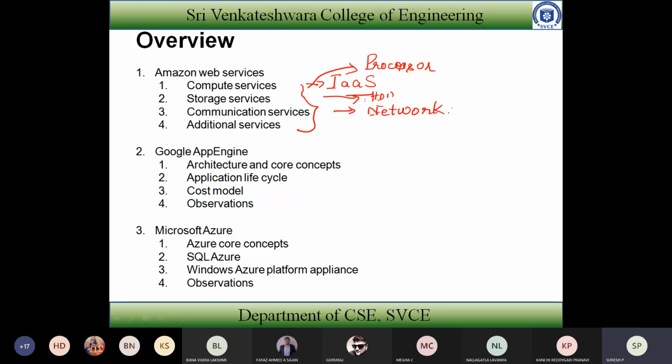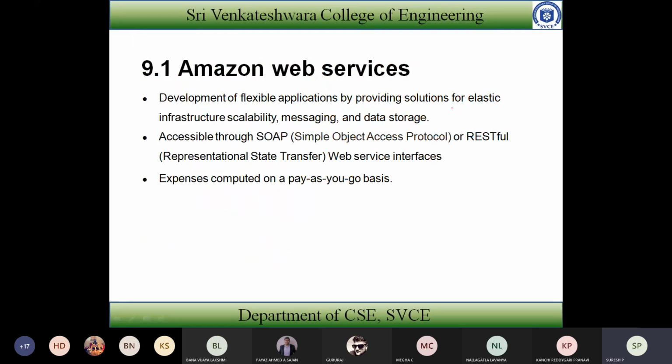Okay, so first we will start with the Amazon Web Services. As the name indicates, who is going to provide this type of services? The Amazon company is going to provide it. So now, what is it going to provide?